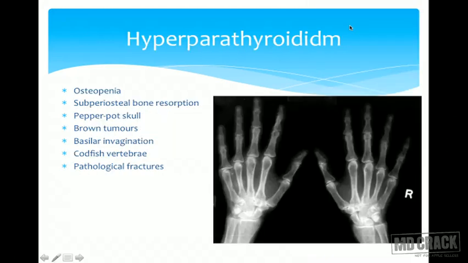Another important metabolic disorder is hyperparathyroidism, wherein you get osteopenia, you get subperiosteal bone resorption, you have a pepper pot skull, brown tumors, basilar invagination, codfish vertebral bodies, and pathological fractures. Now, if you look at this X-ray of both the hands, this is a case of hyperparathyroidism. They have osteopenia, there's subperiosteal resorption over here. And so this is pretty typical for hyperparathyroidism.